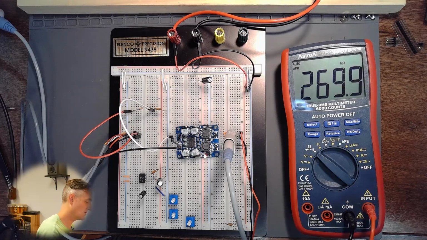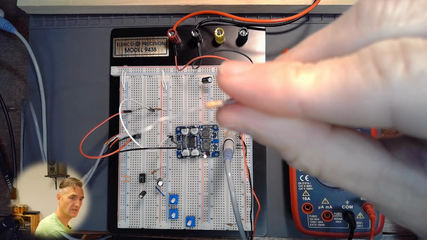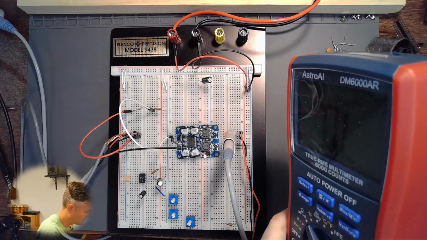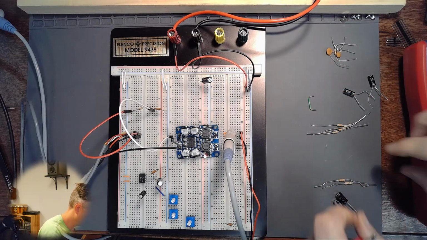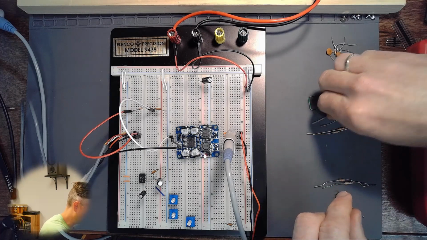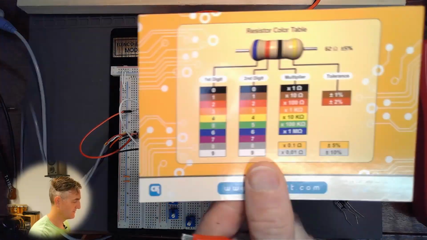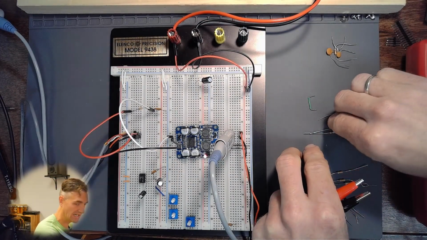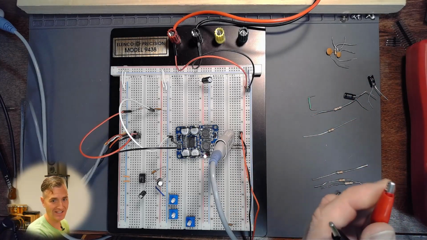Wait a second. This is orange, orange, orange. Guys, orange, orange, orange is 33K. I need orange, orange, brown. The resistor codes. I always keep one handy by my desk. Orange, orange, brown. Orange, orange, orange is the tasty.